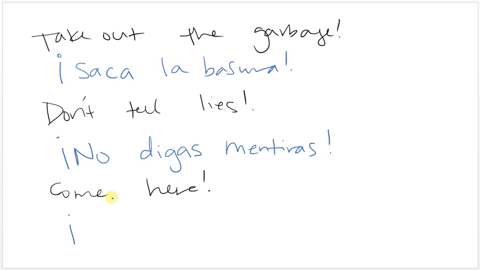And then come here. Remember, to come is venir. It's a positive command, so I don't need no. The irregular positive command for venir is ven, and then here, aquí. Ven aquí. And that is the positive commands and the negative commands for tú.